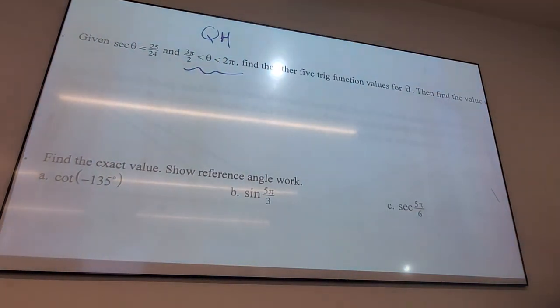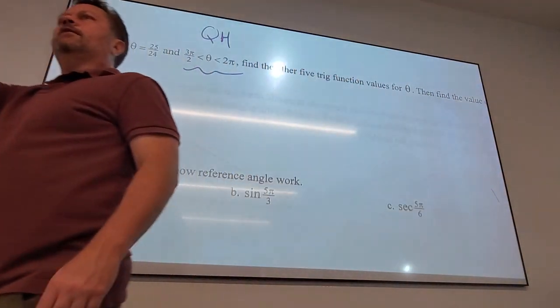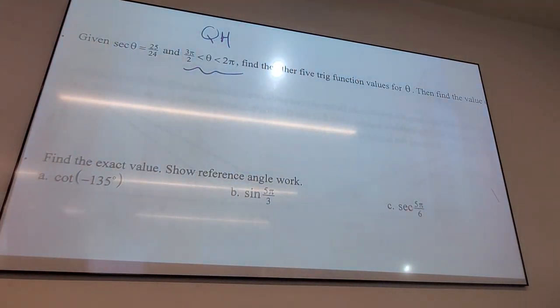Does it make sense that secant theta is positive? What is secant related to? Cosine. In quadrant 4, what's true about cosine? Positive. It's on the positive x-axis, right? So everything so far makes sense. Jeff didn't go insane. I could go insane in a second.